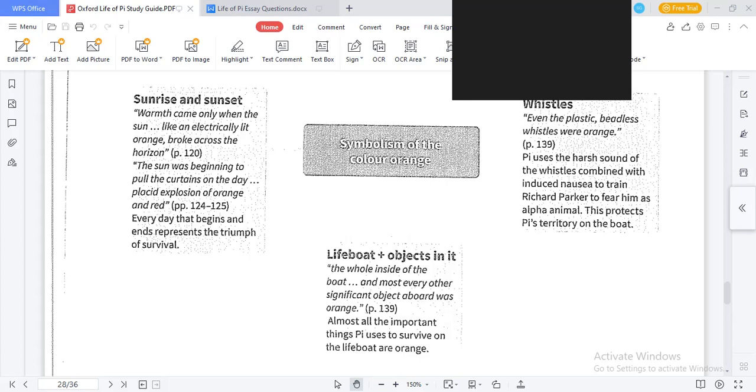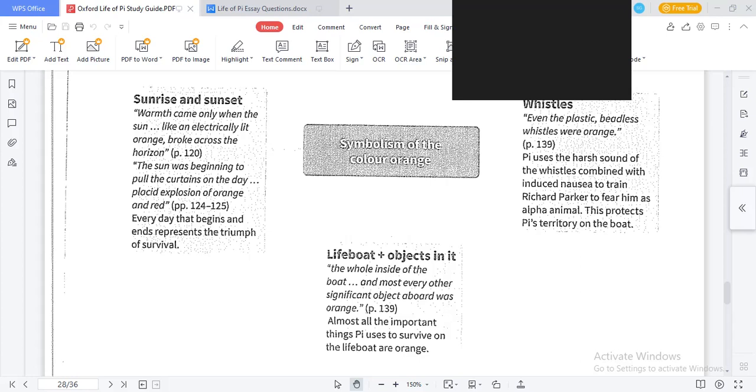Okay, let's talk about the sunrise and the sunset. We are discussing the color orange. Warmth came only when the sun, like an electrically lit orange, broke across the horizon. They can ask you to discuss that. And if they say 30 marks, you're going to go for all of this. That means you're discussing the color orange. If they talk about even the plastic beadless whistles were orange, you're going to discuss all of the orange. If they say talk about the whole inside of the boat, you're discussing all of this.